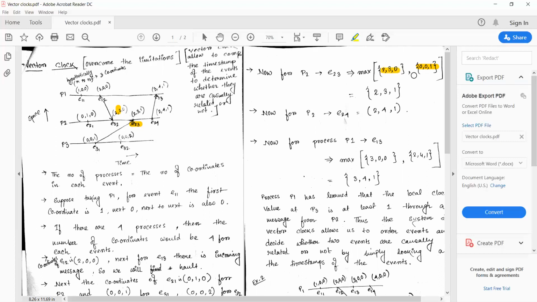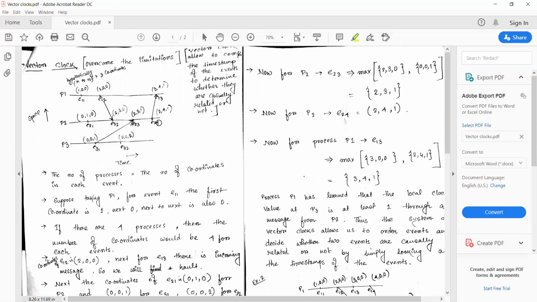Okay. So the maximum of each coordinate, which one is the maximum? For the first one, 2. For the next one, 3. And for the last one, 1. So what will be the value? 231. I hope all of you can do this. Okay. Next, start with E24.